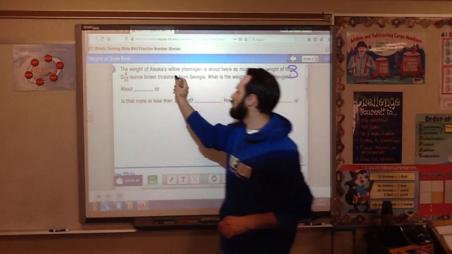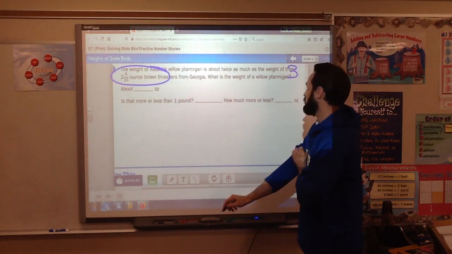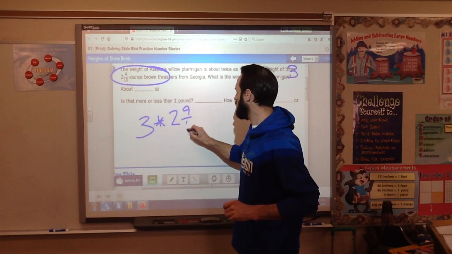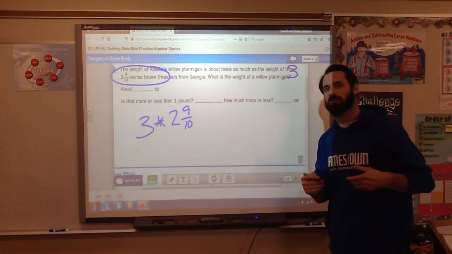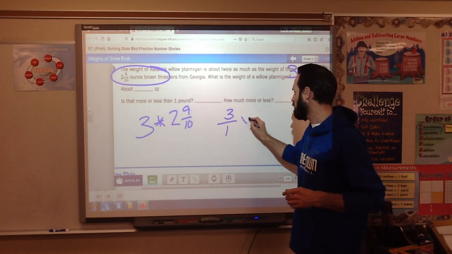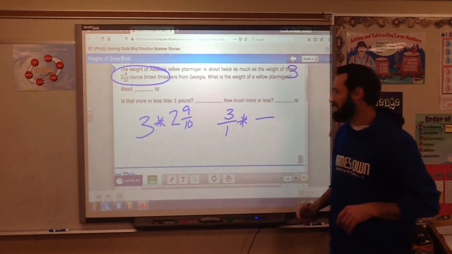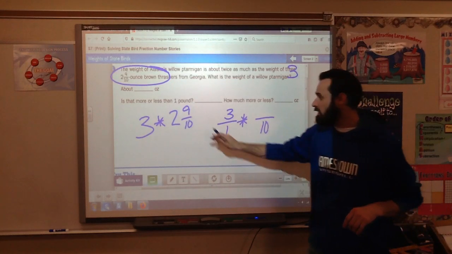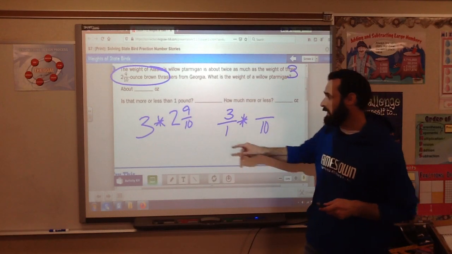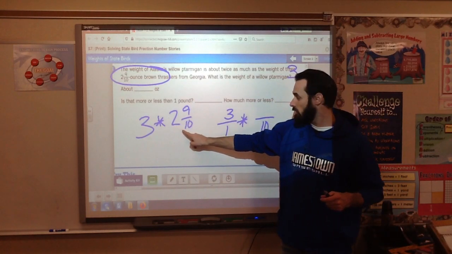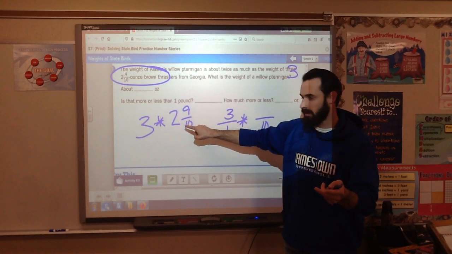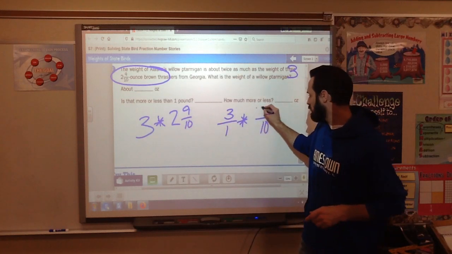Alright, so it's 3 2 9/10 brown thrashers. So that means we got to take 3 times 2 9/10. But what I think is probably going to be easier for us in the long run is to change this back into an improper fraction so that we have 3 over 1 times whatever this ends up being. The denominator is always going to stay the same. And our process to find our numerator is whole number times denominator plus numerator. 2 times 10 is 20 plus 9 is 29.